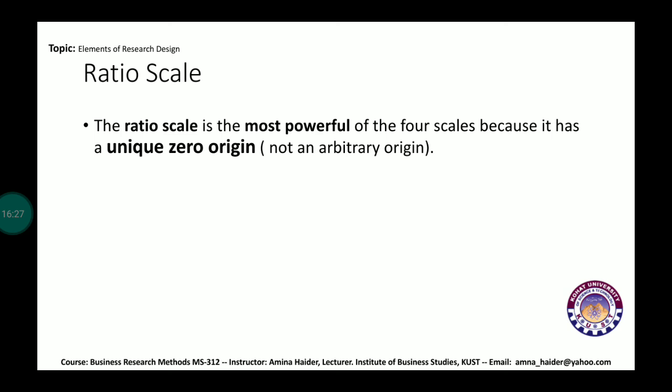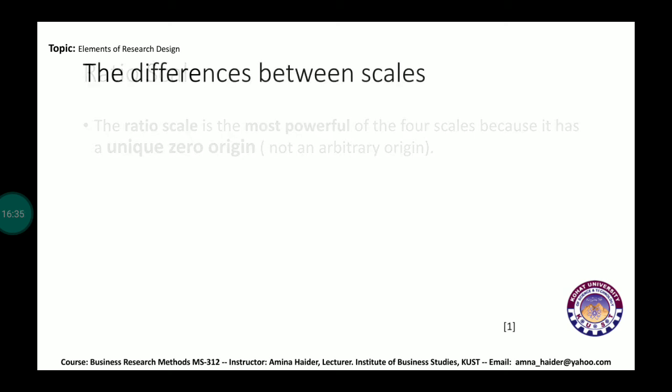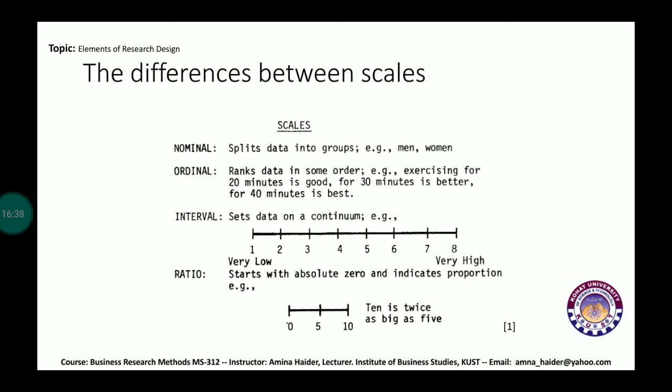The ratio scale is the most powerful of the four scales because it has a unique zero origin. The difference between the different scales is depicted in the figure given below.